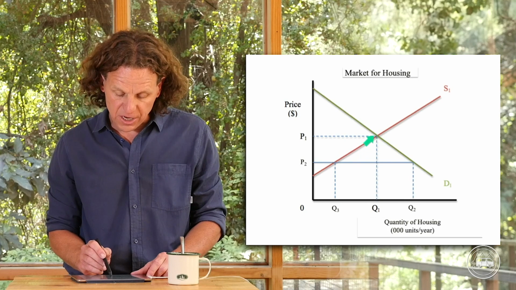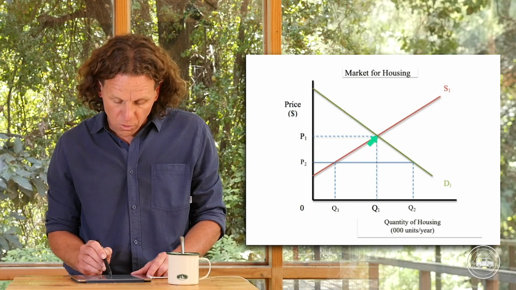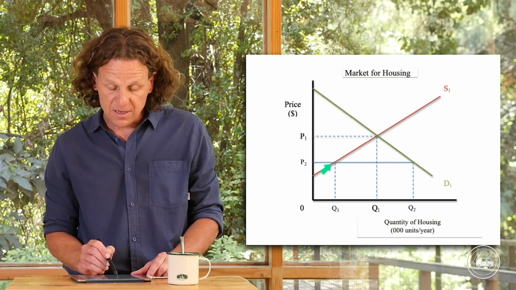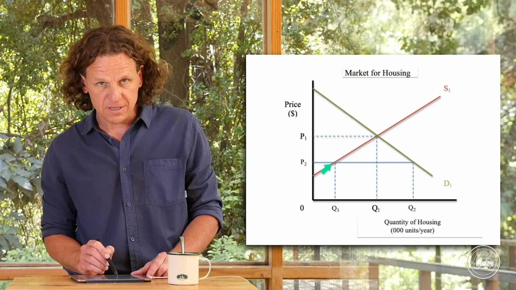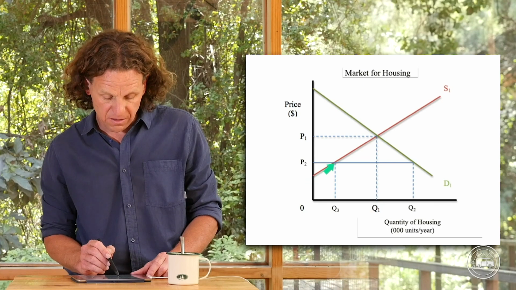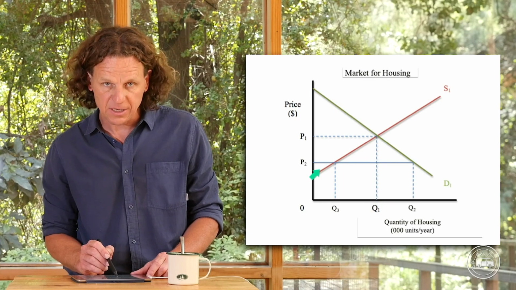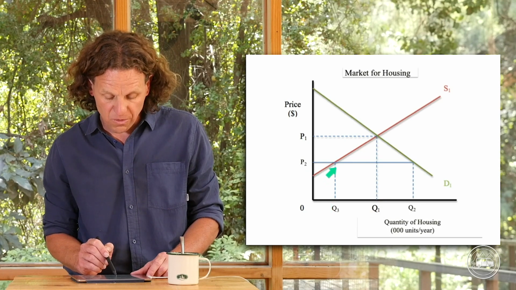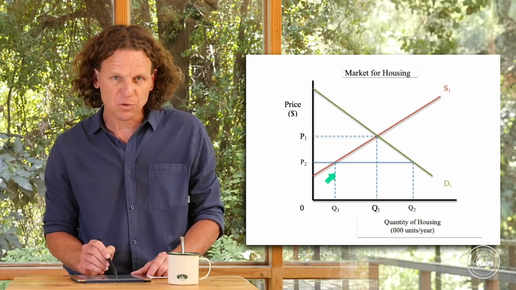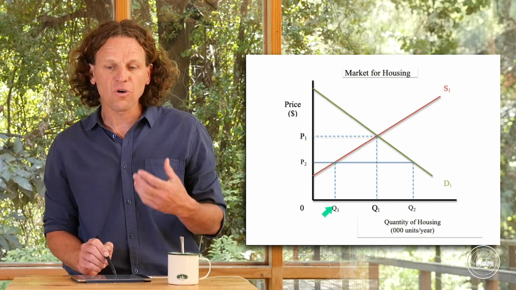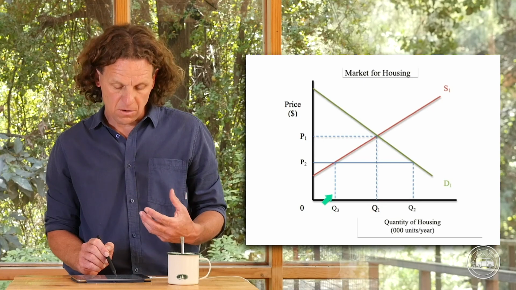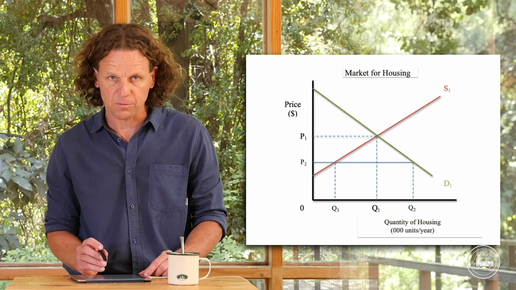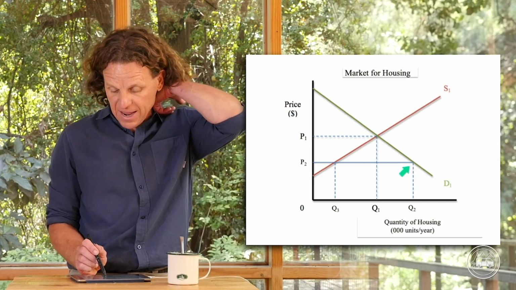But what about the other child? Well, at P1, Q1, all of these suppliers could actually supply housing. But after the imposition of the price ceiling, only this amount of suppliers can actually produce the housing at the P2 price level. So Q3, P2 is actually where the economy is going to function. Only P2, Q3 quantity of housing is going to be available. Okay? But the demand is out here.